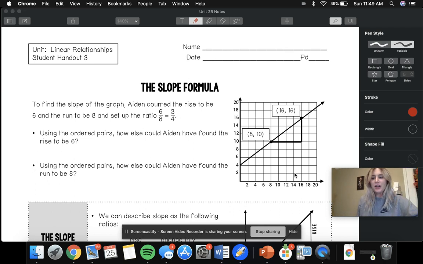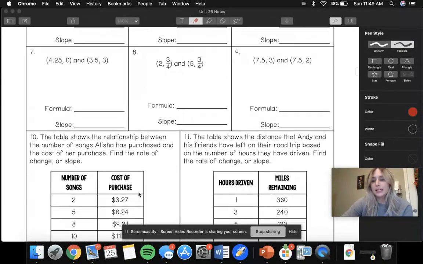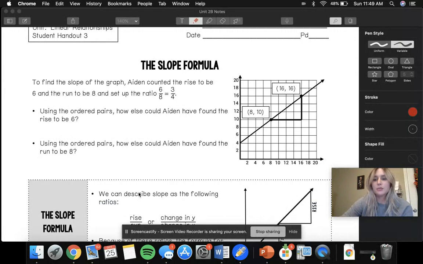Hey, today we are going to talk about an actual formula to help us find slope. We've been using graphs and doing the rise compared to the run, but sometimes we're not always going to have a graph. So we are on pages 5 and 6 in our notes, so go ahead and get that out. And you also need your calculator most likely because we'll be doing some calculations.